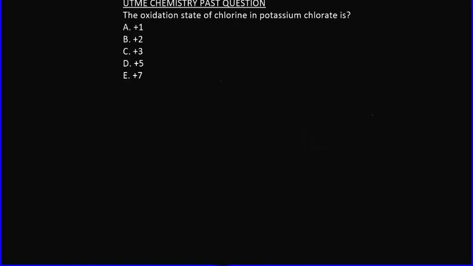Students, interim candidates. So this is another past question. When you are given this question, how do you solve it? Let's solve together. So the question says the oxidation state of chlorine in potassium chlorate is what? So solution.